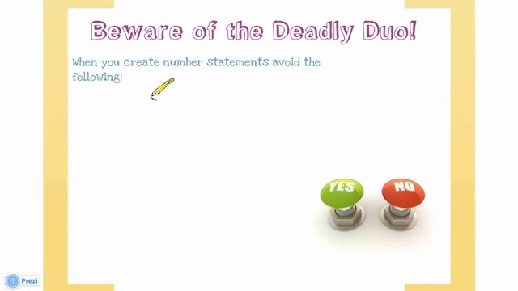One thing I did want to mention too was beware of the deadly duo. There are and here are. So why don't you take a look at the sentence you just wrote. Did you use these two examples at the beginning of that sentence? And I'm going to ask you to erase them and try it again.